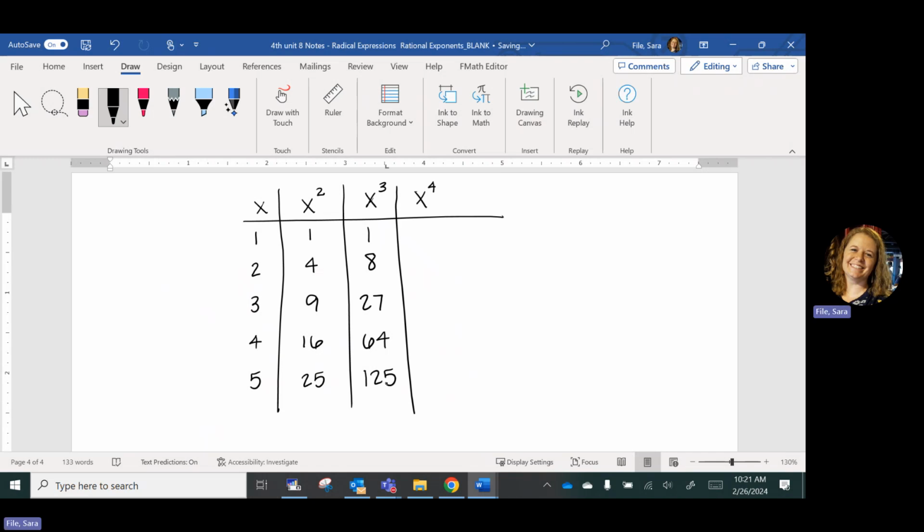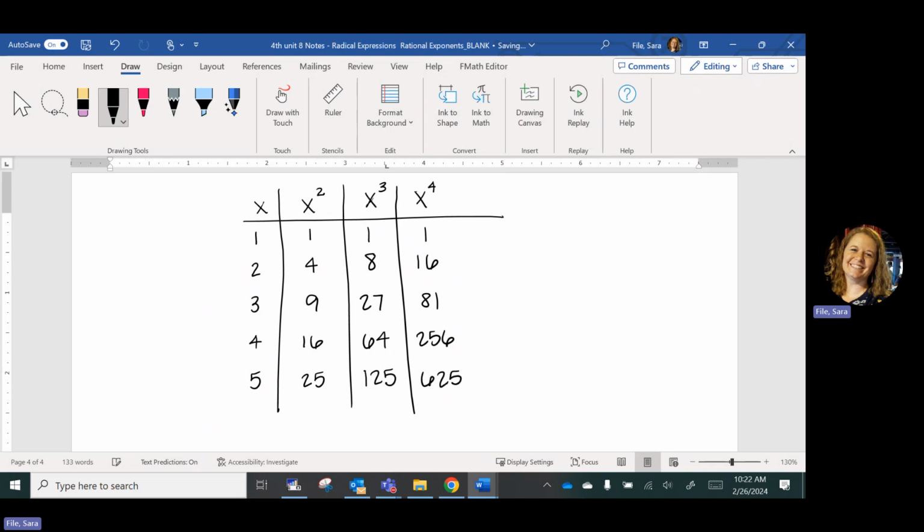Okay, and like I said, if you wanted to keep going and do the 4th power, you could, just so you have a quick reference table here. So this is still going to be a 1. Okay, and then 8 times 2 would be 16. 27 times 3 is 81. 64 times 4 is 256. And 125 times 5 is 625.